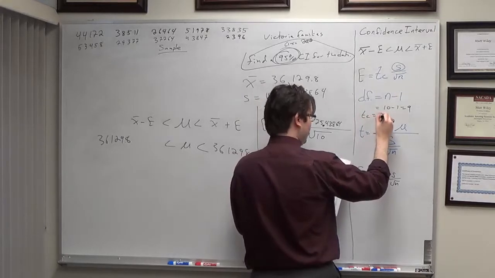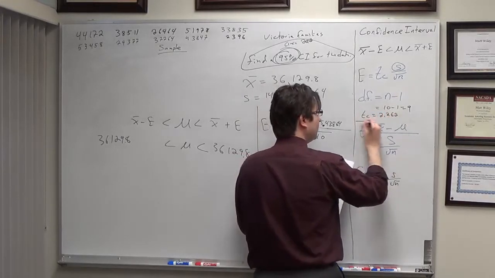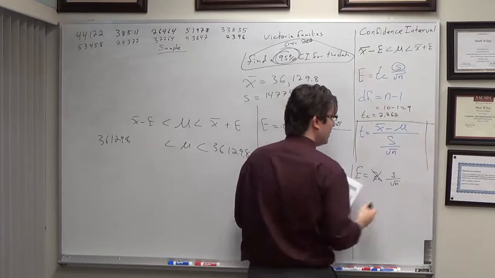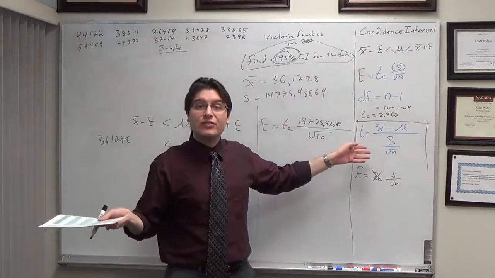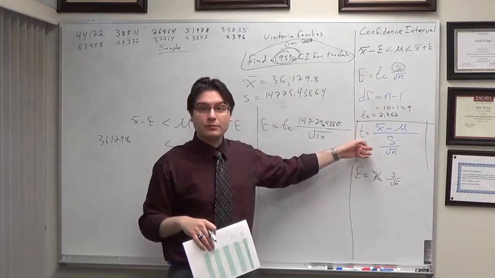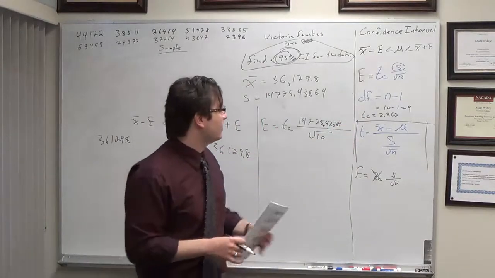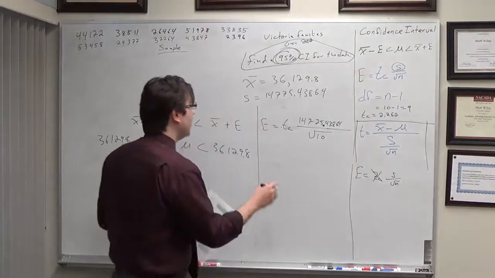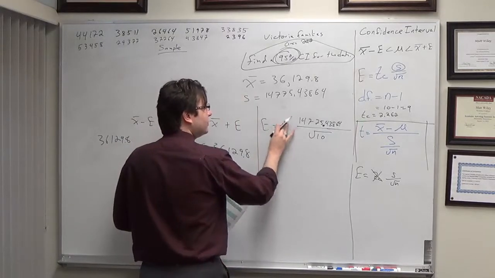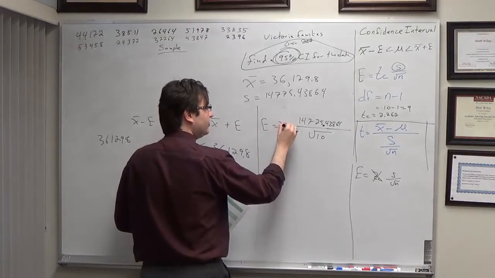TC equals 2.262. Down here I've written, just like we had the Z-score, here's the T-score, but we're looking at the TC value, and so this is what we've got right here. So TC is 2.262.